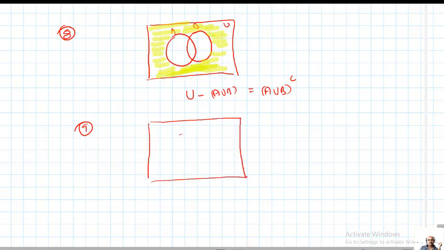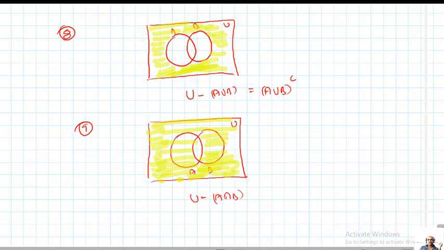So this is the universal set. This is set A, this is set B. Here I want to shade everything except A intersection B. What is the meaning of that? From U, A intersection B is removed. That I can write as U minus A intersection B. That is nothing but A intersection B whole complement.